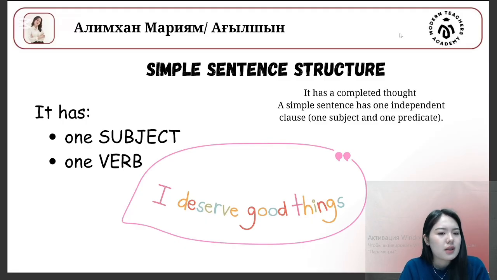What's a simple sentence? It has one subject, one verb, and a completed thought. A simple sentence has one independent clause. What does independent clause mean? An independent clause also has one subject and one predicate. Predicate means verb. Let's look at this sentence: I deserve good things. Here we have one subject, I, and a verb, deserve. It means it's a simple sentence. It has a completed thought, a subject, and a verb.